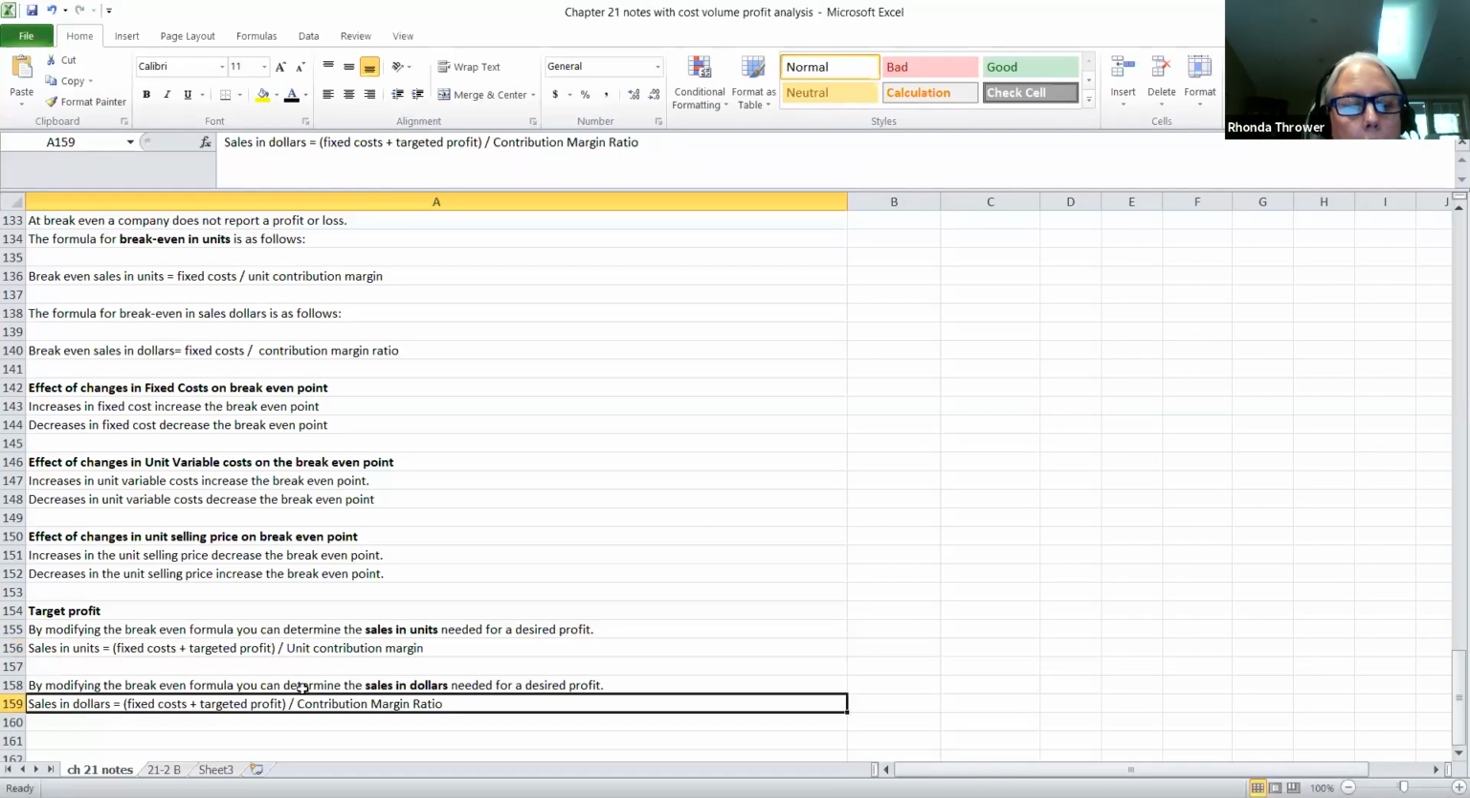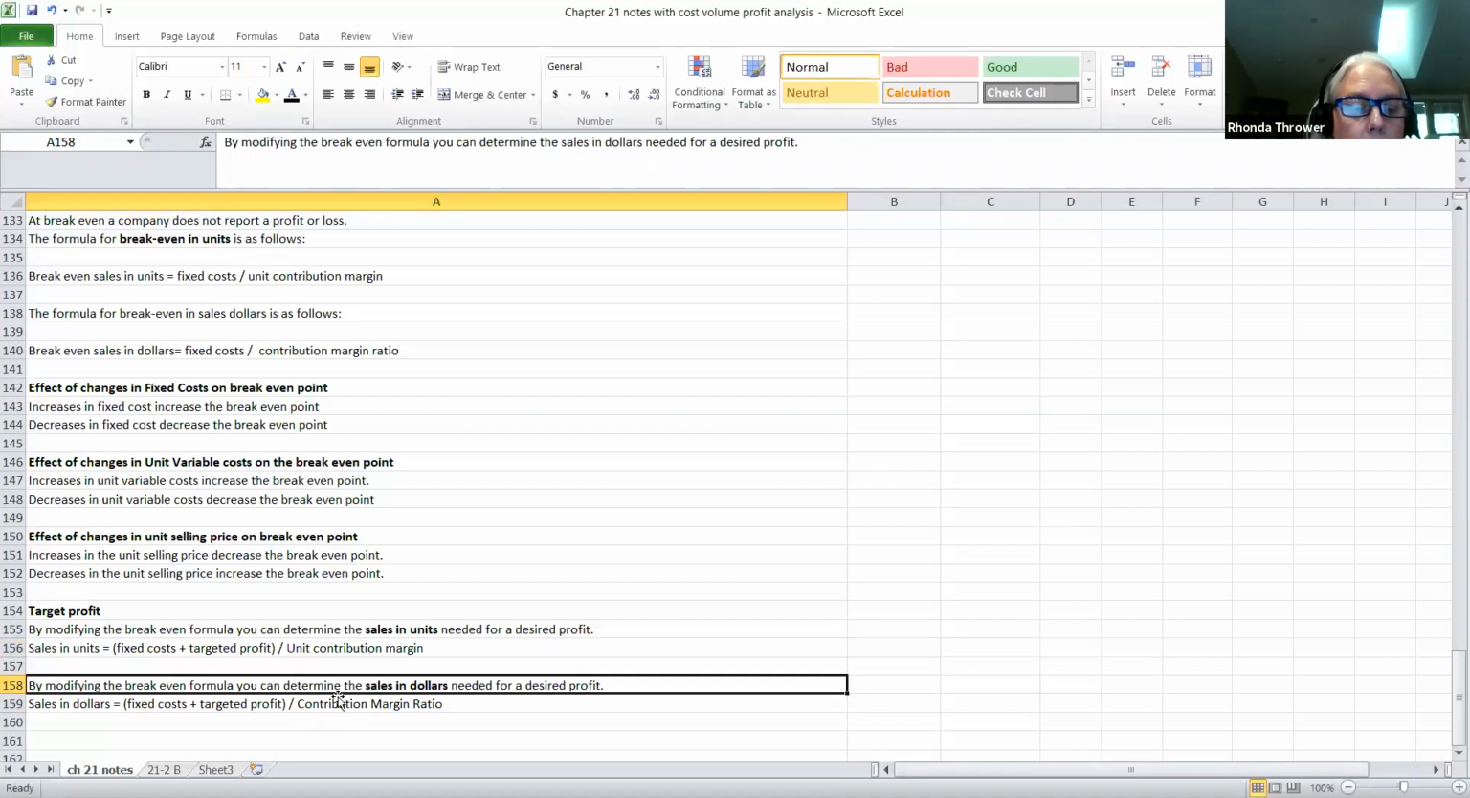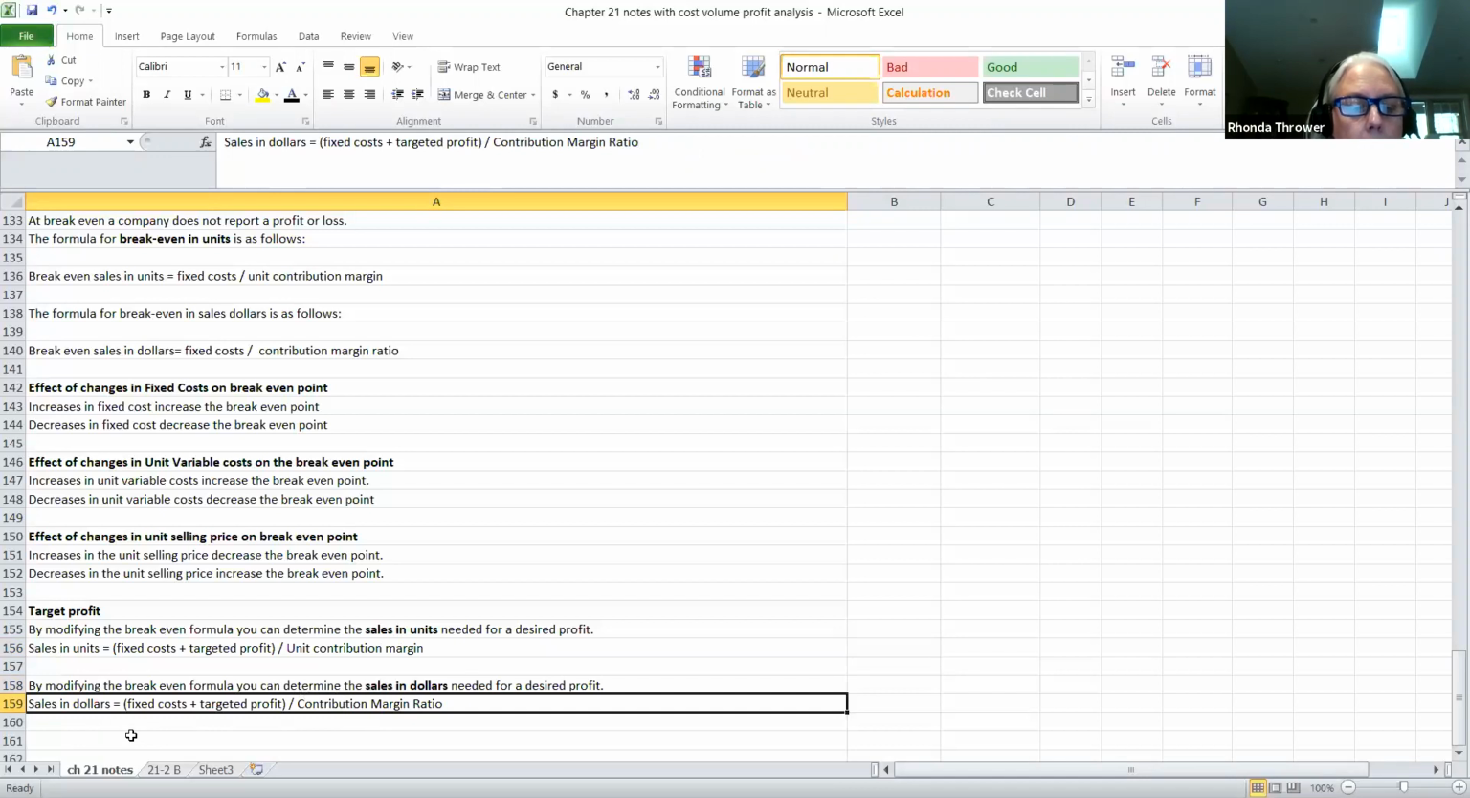You could also change it up for sales dollars. So if you want to know how many sales dollars you had to make, the formula becomes fixed cost plus targeted profit, just like it was before to start with. But notice they changed the divisor to contribution margin ratio. The ratio will give you the sales in dollars that you need in order to make that desired profit.